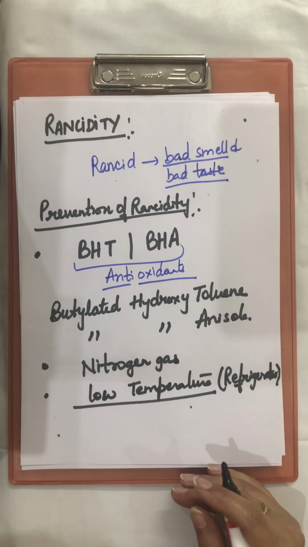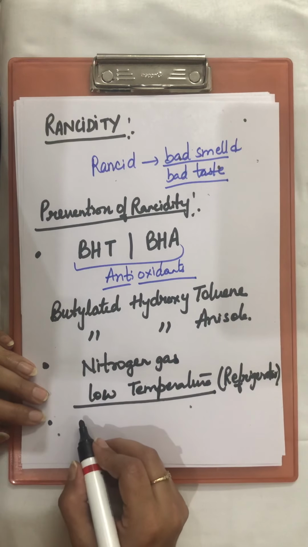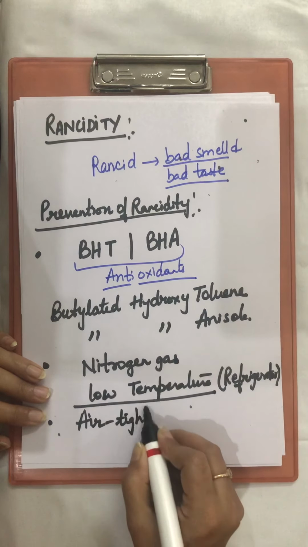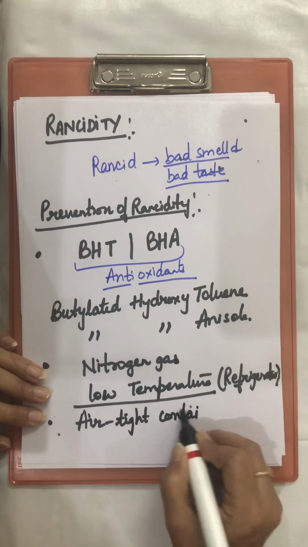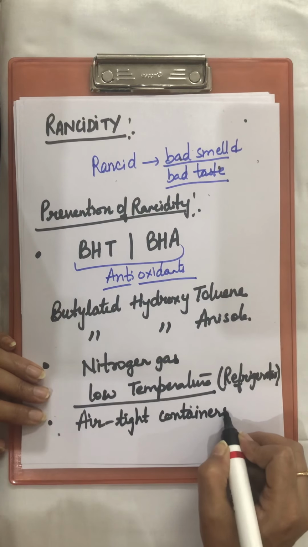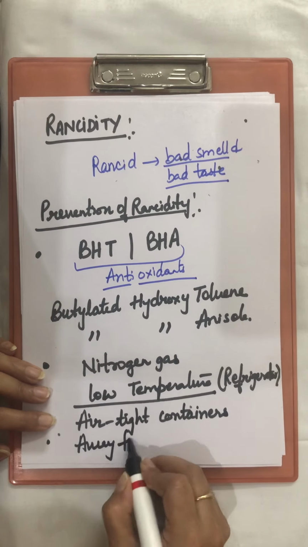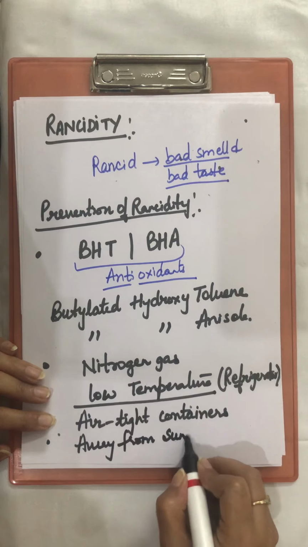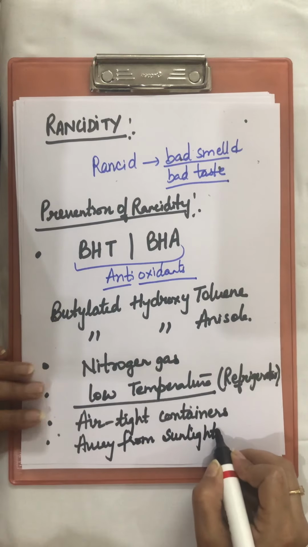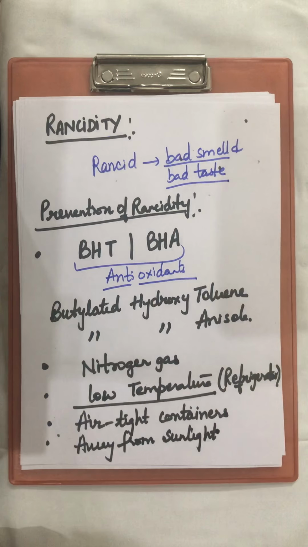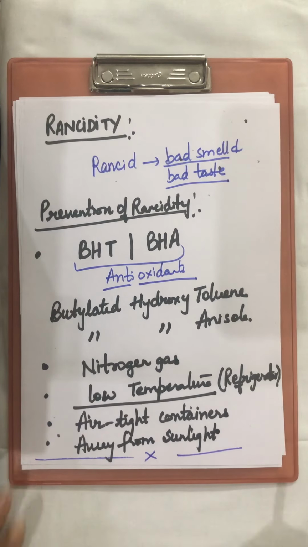This retards rancidity. We can store the food materials in airtight containers. In airtight containers, oxygen cannot enter, and hence we can keep the food for a longer time. And keep the food away from sunlight, because sunlight has heat in it, the temperature will be high, and rancidity will be fast. So these are some methods by which we can prevent rancidity and preserve our food for a longer time. So this is the last topic of this chapter, chemical reactions.